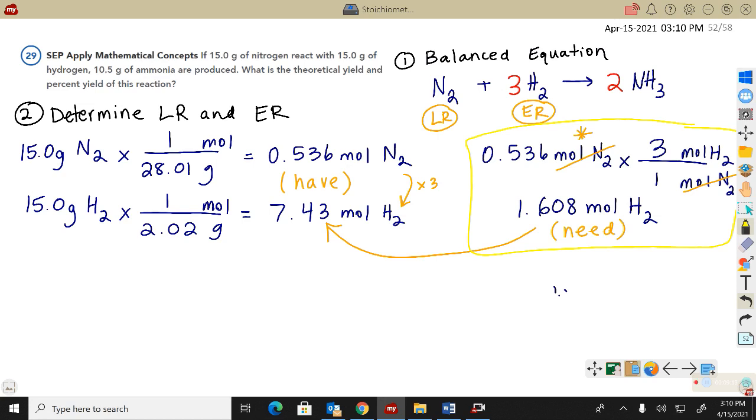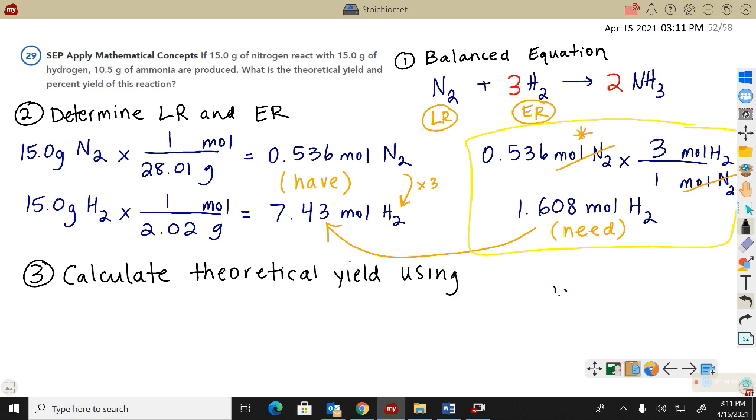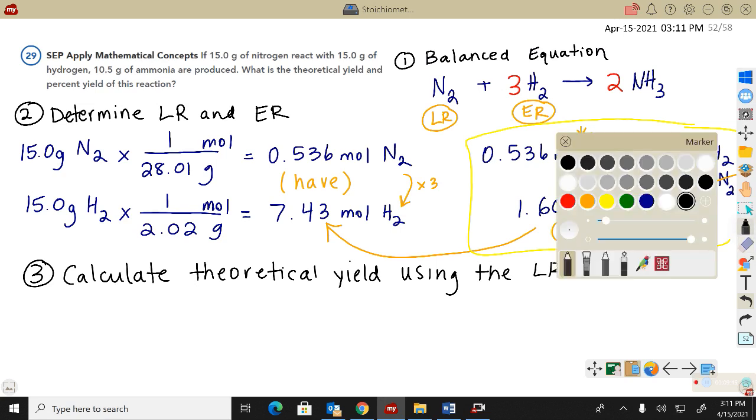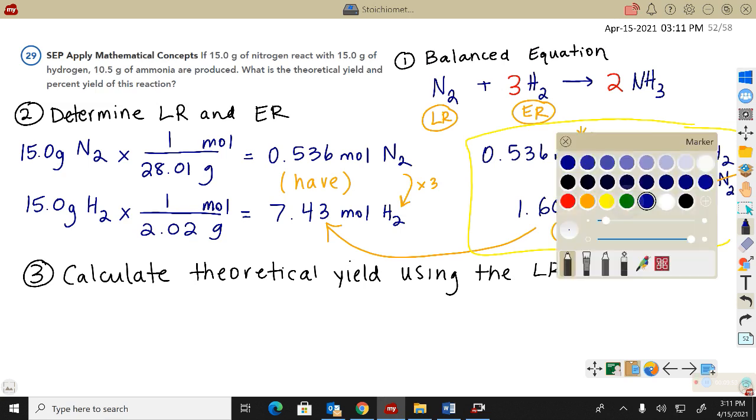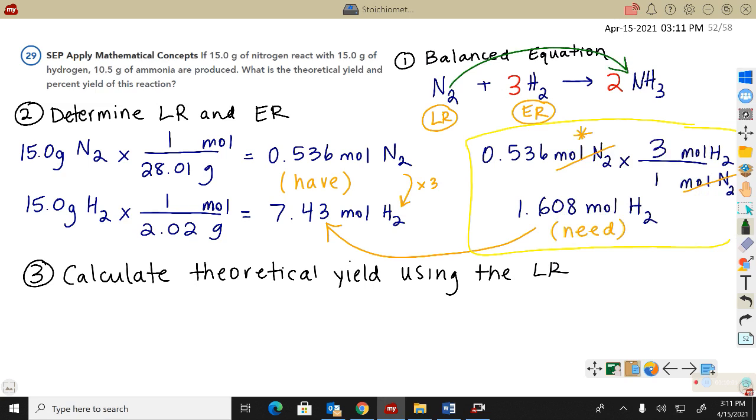All right, so now all of that work gets me to step 3. Calculate the theoretical yield using the limiting reactant. All right, I feel like I can do that. Okay, so I'm going to use the limiting reactant, which is my nitrogen. And eventually, I want to do this conversion where I go from my limiting reactant to the amount of product. How much ammonia should I produce?